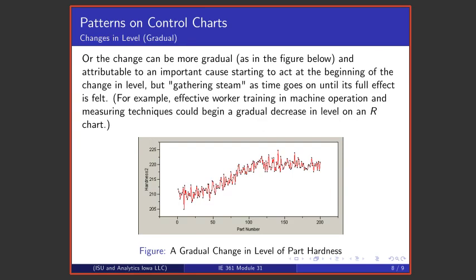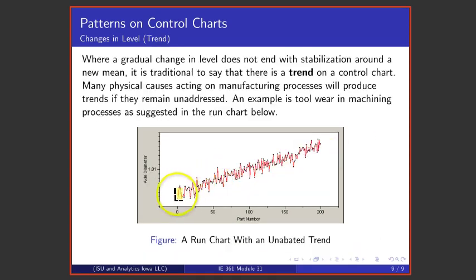A gradual change of level might be one that starts at a low level and gradually moves up, or starts at a high level and gradually moves down. Worker training might do that kind of thing. A change in level might be gradual, where it looks like it would pretty much go on unabated without intervention. You might call it a trend, and there are things that might produce a trend.